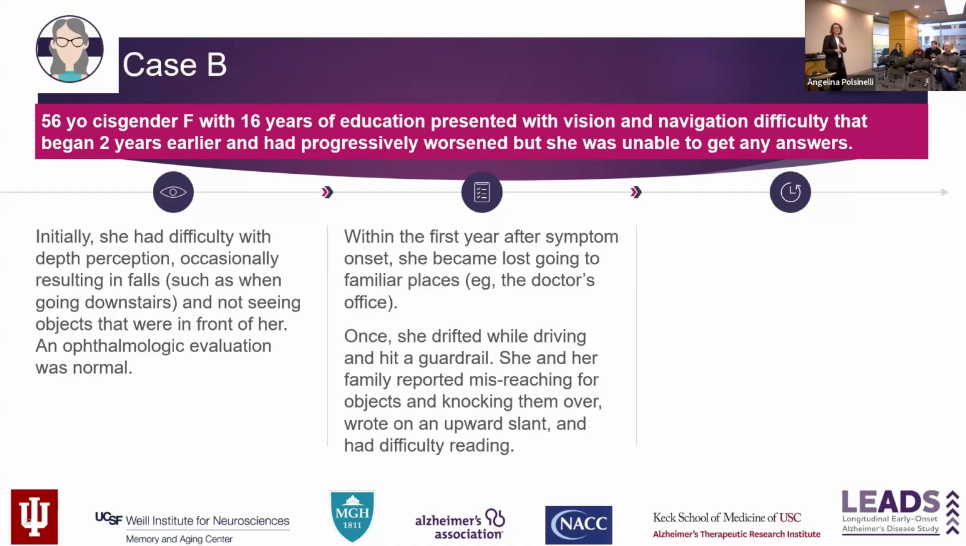Within the first year after her symptoms, she got lost going to familiar places, so going to her doctor's office. When she was driving at one point, she just kind of drifted and hit a guardrail. And her family reported that when she went to grab things, she would misreach. So she would kind of do this to get her phone or that, until she finally was able to kind of land on the object she was looking for.